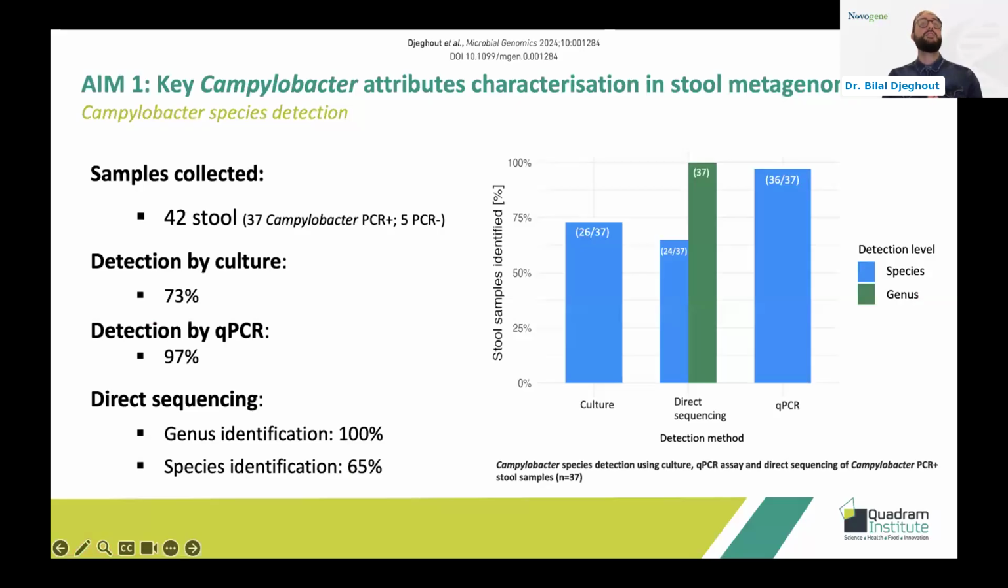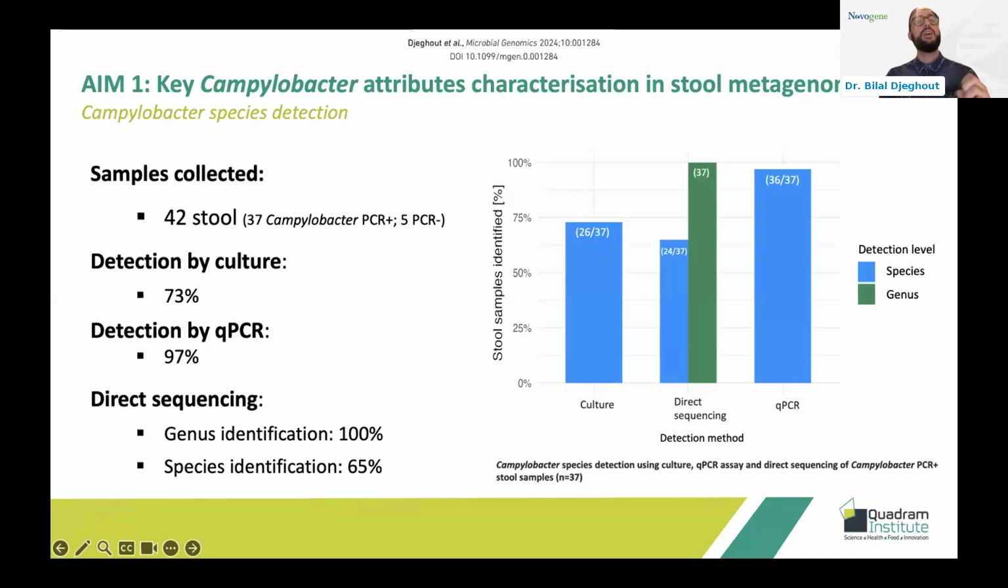So now let's dive into the results. What we found was very encouraging. The metagenomic sequencing approach showed excellent concordance with qPCR, and this confirms its reliability as a diagnostic tool. More importantly, it also provided us with rich genomic data, which is something traditional methods cannot do.